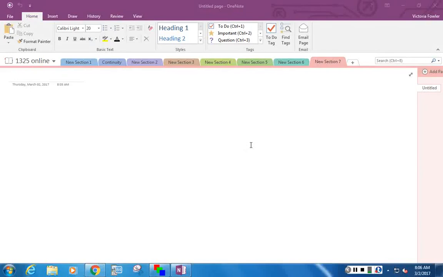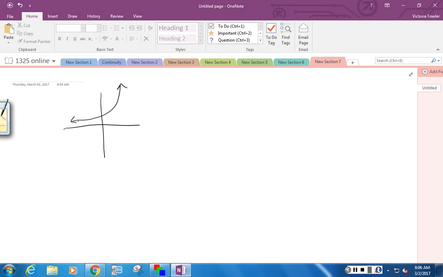All right, let's talk about increasing and decreasing functions. Let's start off with some basic examples. I'm going to show here a few coordinate planes, and hopefully we understand that if a graph goes up from left to right, it's considered increasing. And so let's do a few examples here.